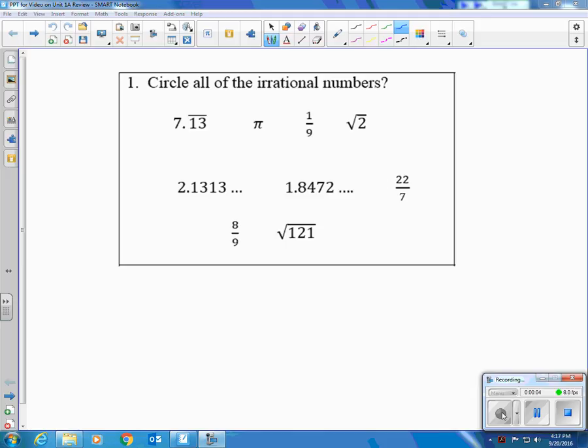Hi, this is your Unit 1A test review. I'm going to go through every question that you have on the review. Please make sure that you're checking your answers against mine to make sure that you have all the correct answers.